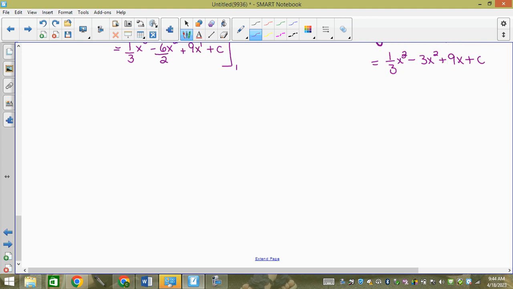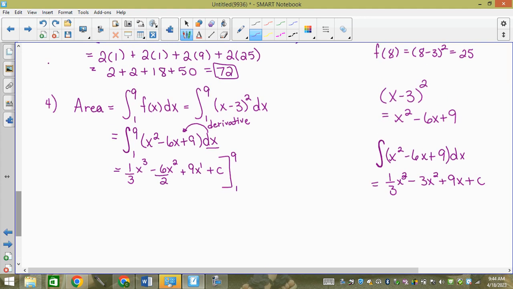What do we do next? We just fill in. Whatever's on the top comes first. Subtract, fill in whatever's on the bottom. That's all we're going to do. So to get the area, we just go 1/3 9 cubed minus 3 times 9 squared plus 9 times 9 plus c bracket, minus the exact same thing with a 1.